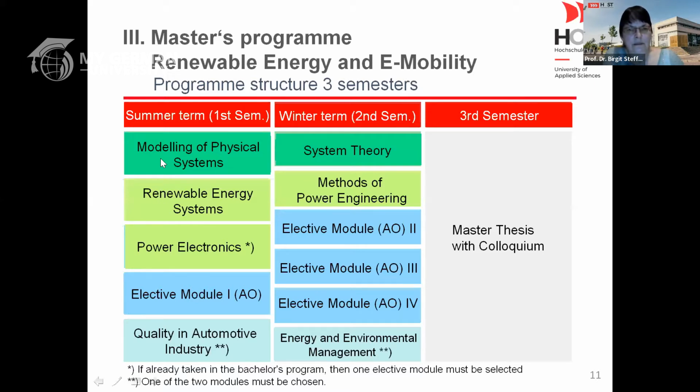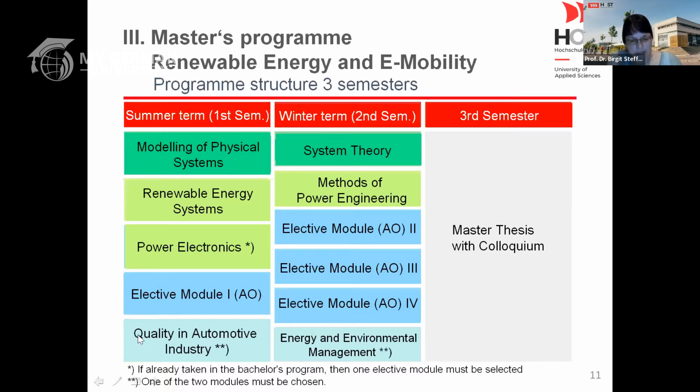These 5 modules are compulsory modules. Then we have the blue ones here. That's the application-oriented basic knowledge. Here you can choose at least 4 elective modules from a list of elective modules. Later, I have a slide with the list of the elective modules.